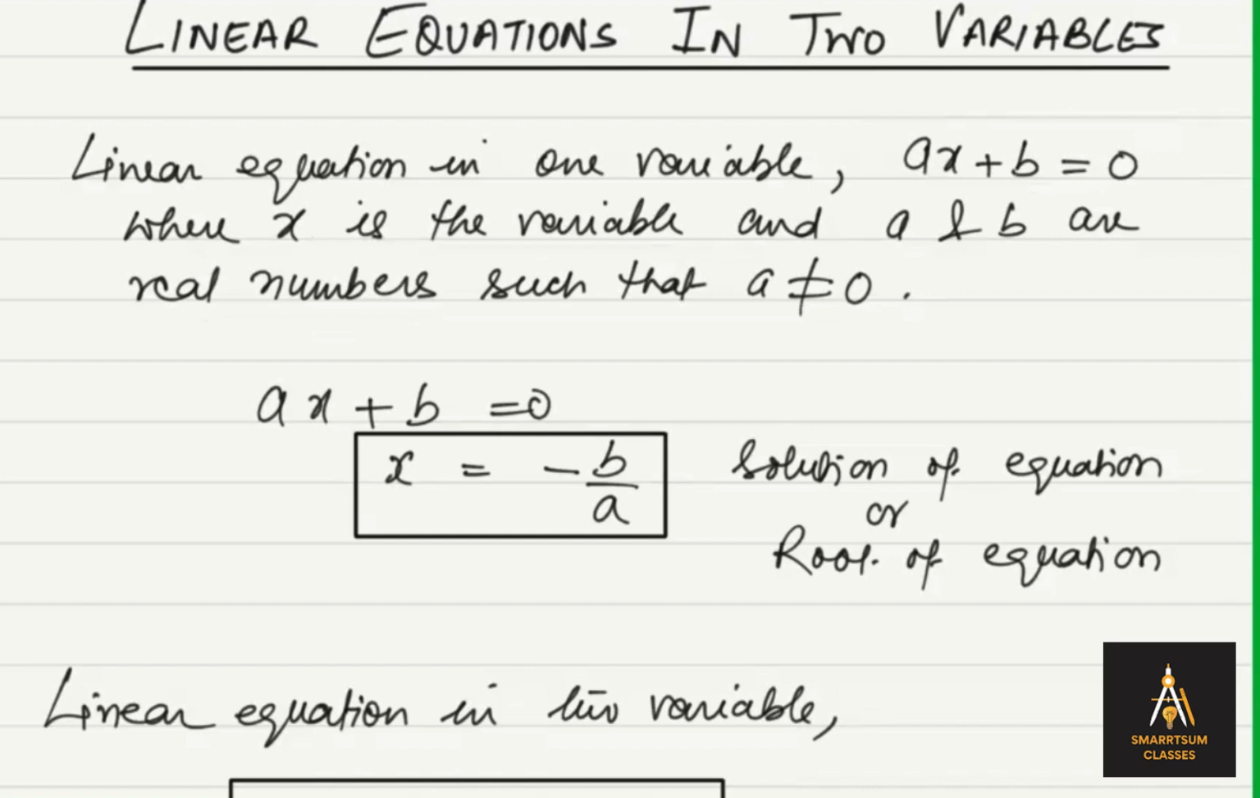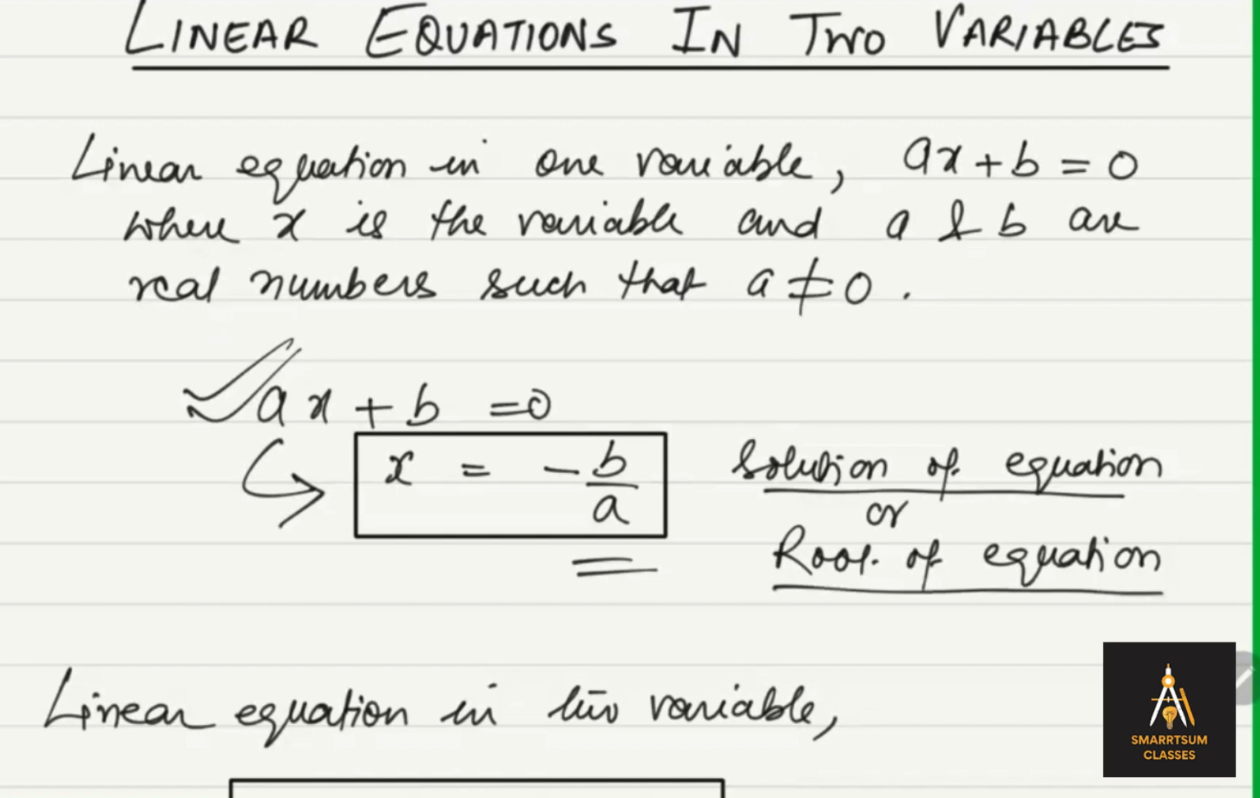So what is the form? ax plus b is equal to 0. If you find the value of x from this equation, what will you get? x will be equal to minus b upon a, if you take b and a to that side. Now the value of x, which is equal to minus b upon a, is called the solution of the equation or the root of the equation. When we solve the linear equation and get the value of x, this value is called the solution or the root of the equation. This you have already done in your previous classes. Is that clear?